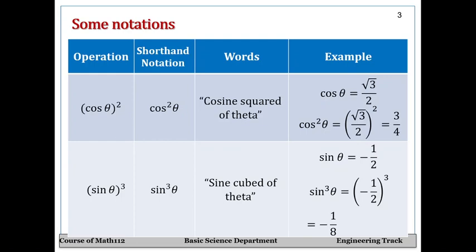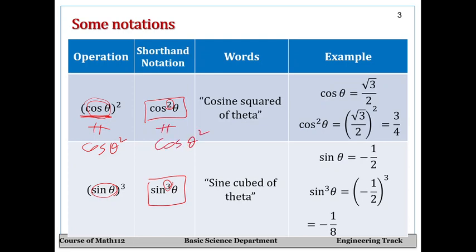Now let's start with some notations. You will see this notation a lot in this one here. When we give you the power here, 2 or 3, we mean the power of cosine theta and the power of sine theta. So this is not equal to cosine theta squared for sure. Basically, when you see cosine squared theta, it means cosine theta squared.